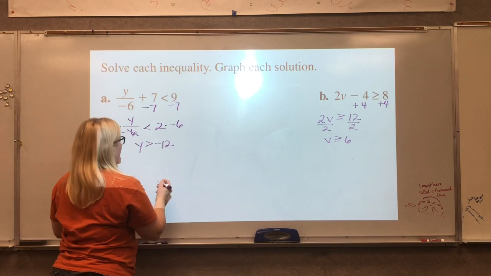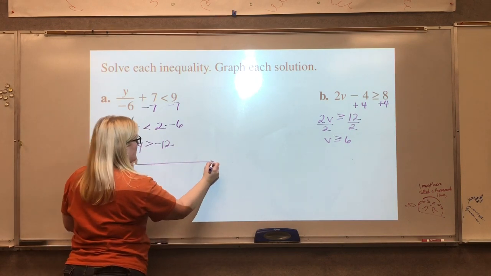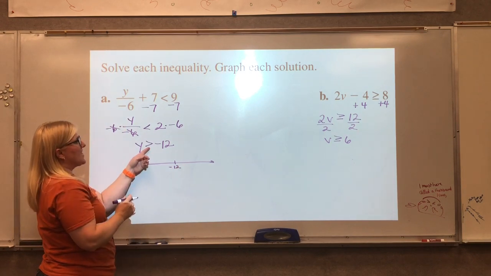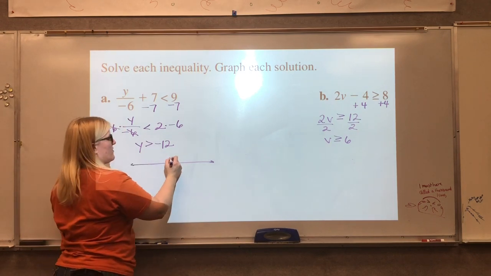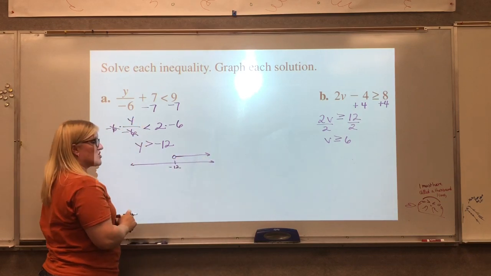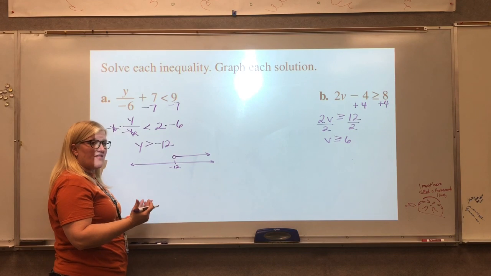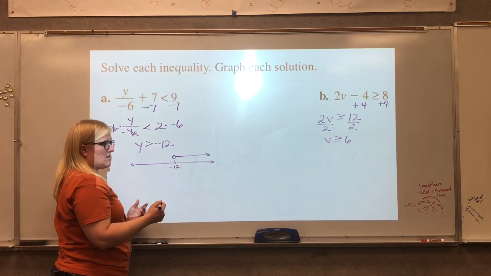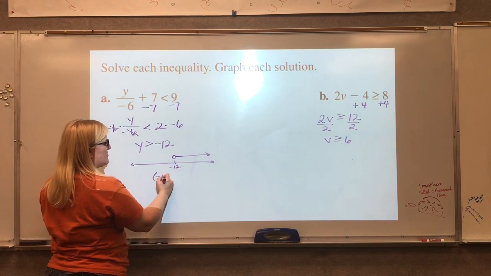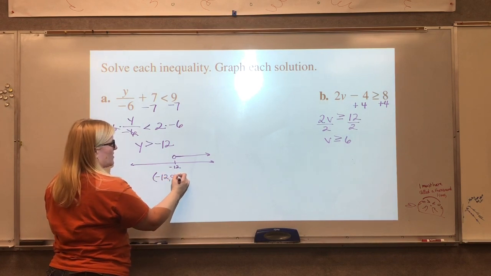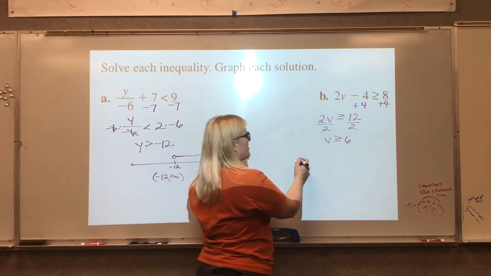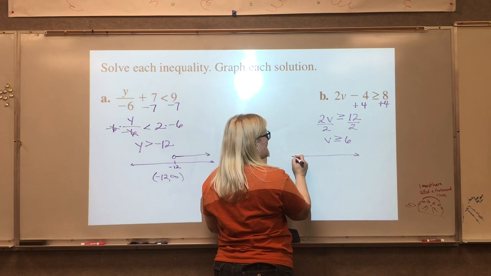And of course, if I am graphing this, let's say I have negative 12 right here. y is greater than negative 12. So I have an open circle, and it goes in that direction. And in interval notation, if it asks for that, which it may or may not, we have negative 12 to infinity.